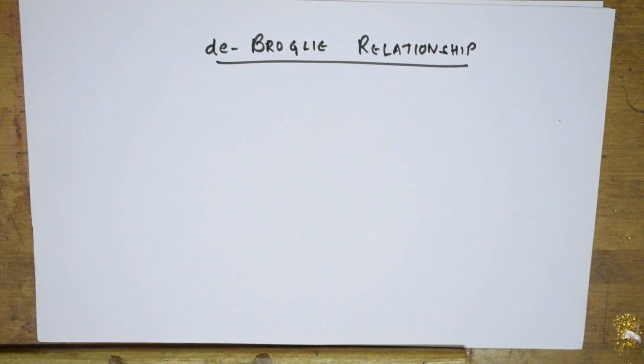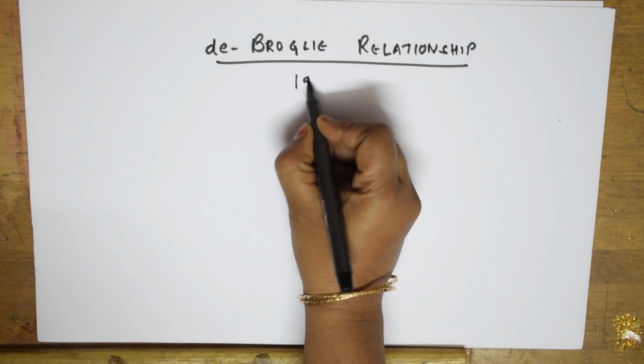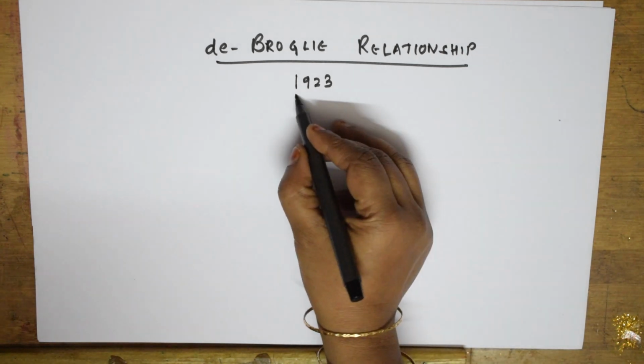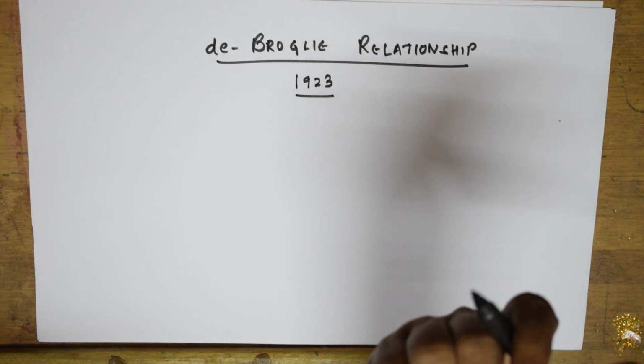In 1905, Einstein related both E is equal to h nu, the quanta of energy, with his equation E is equal to mc square. After 1905, next came into the picture de Broglie's relationship in 1923. After 1923, in 1924, was Planck's derivation.